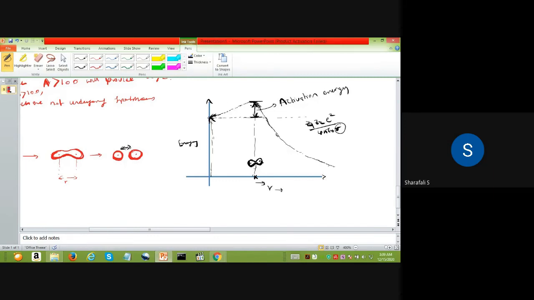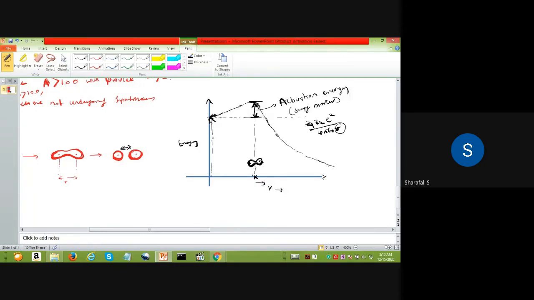So we can also call this activation energy the energy barrier or potential barrier that has to be crossed. This energy barrier, or the activation energy, depends on the mass number of the nucleus. In some nuclei this potential barrier will be larger, in some it will be smaller, depending on the nuclear mass and nuclear structure. Mainly, it is a function of mass number.